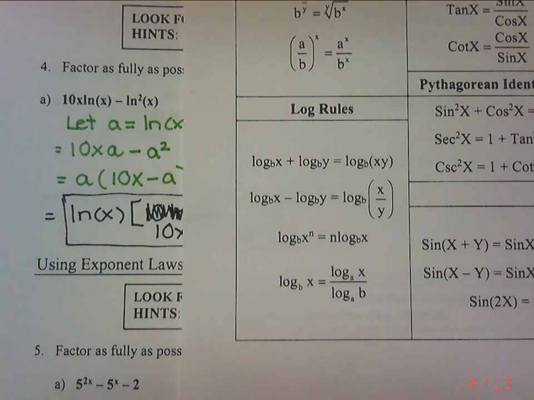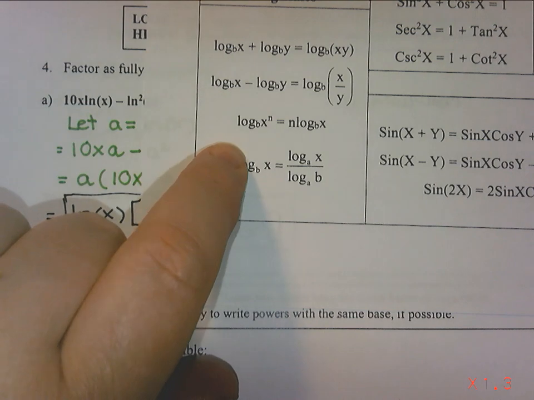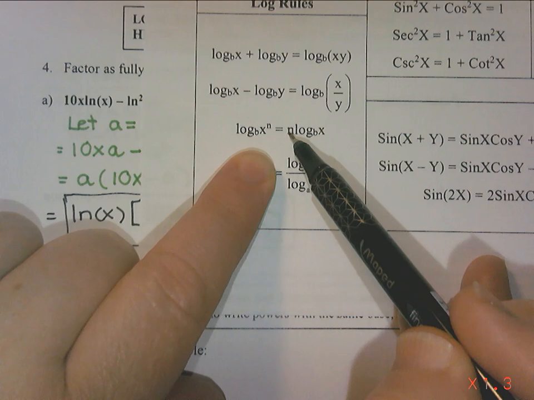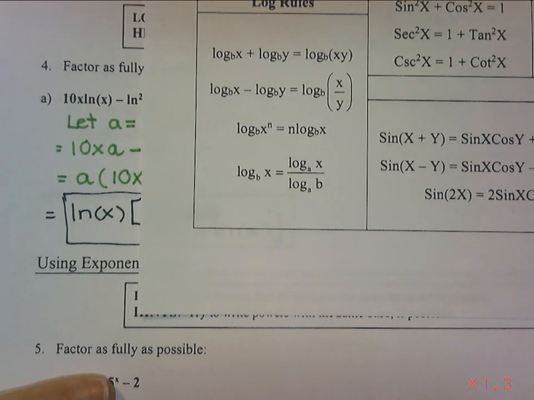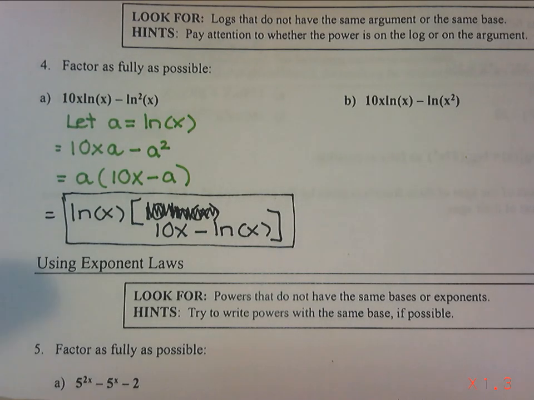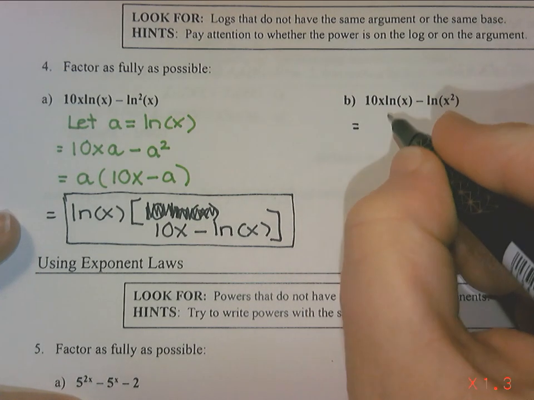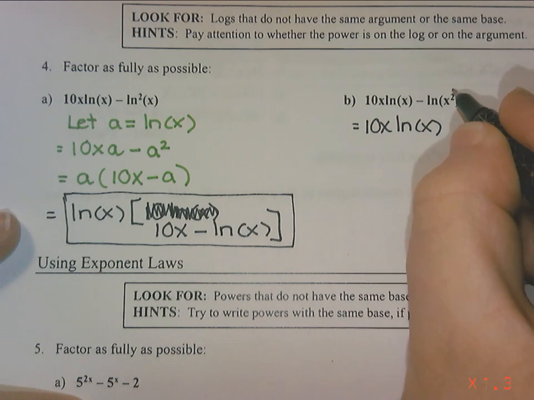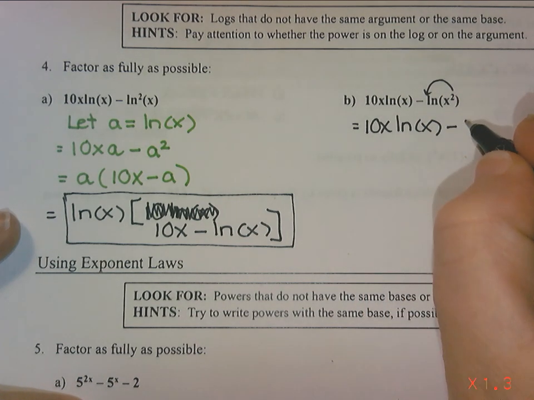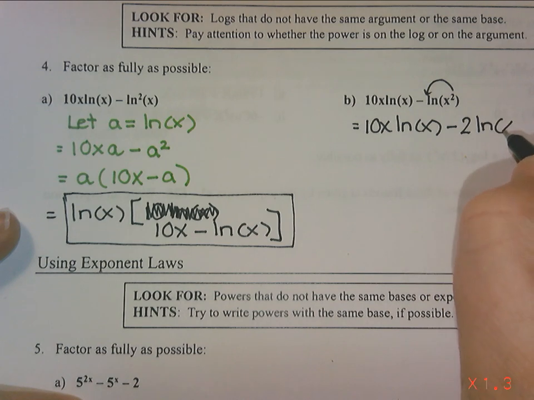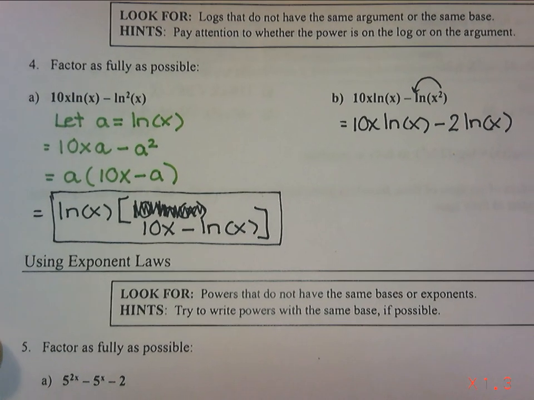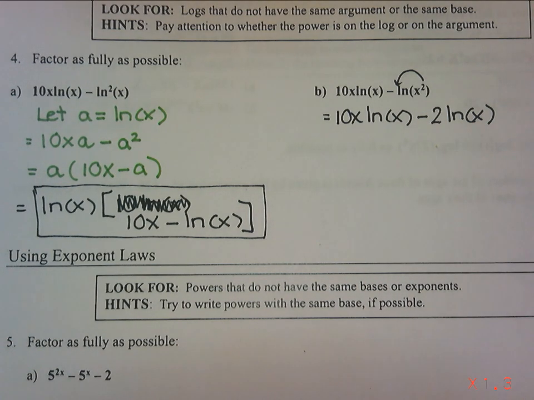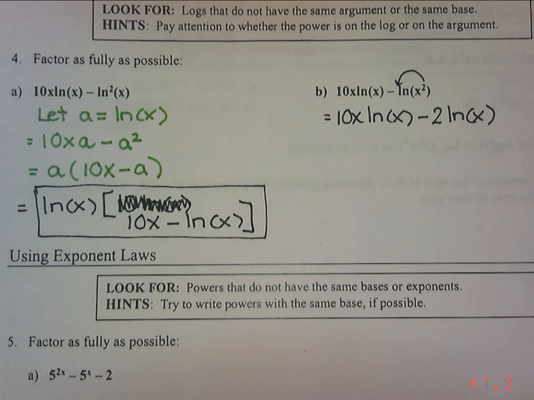If I take a look at my log rules, I have this one here that says that when you have an exponent on your argument, you can bring that exponent down out front as a coefficient. And if I do that, it should make it so that the arguments are now the same. So I'm going to leave the 10x times ln x the same. And then here, I'm going to bring that 2 down in front and say minus 2 ln x. So now that we have the same base and same argument, I should be able to factor. You might see from here what you can factor out.